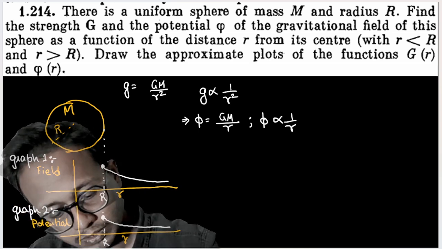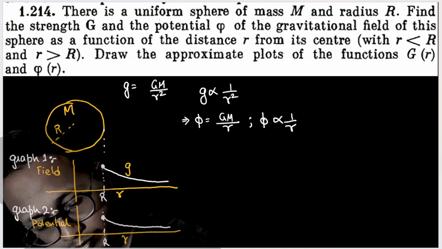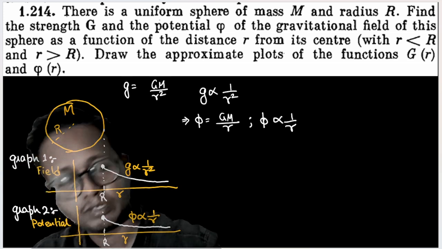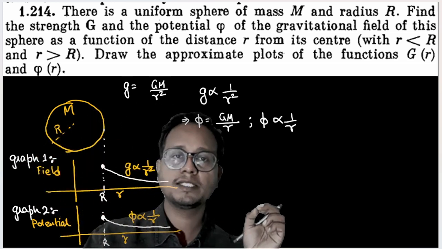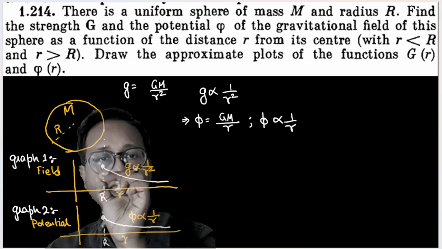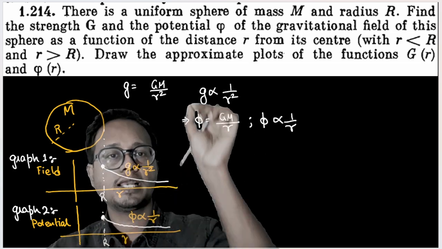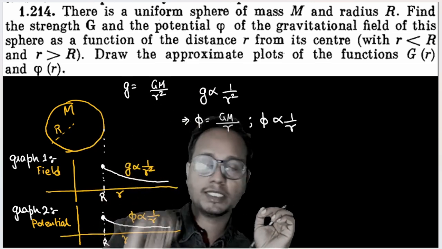So out here, on the field graph, my equation is g directly proportional to 1 by R square. On the potential graph, potential is directly proportional to 1 by R. As I increase the value of R, the value of potential and the value of field decrease. At the surface, the value of potential is GM by capital R, and the value of field is GM by capital R square. Fair enough. So there are two cases I have done.